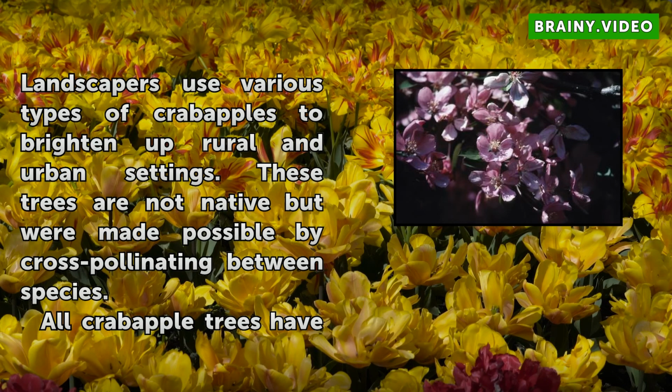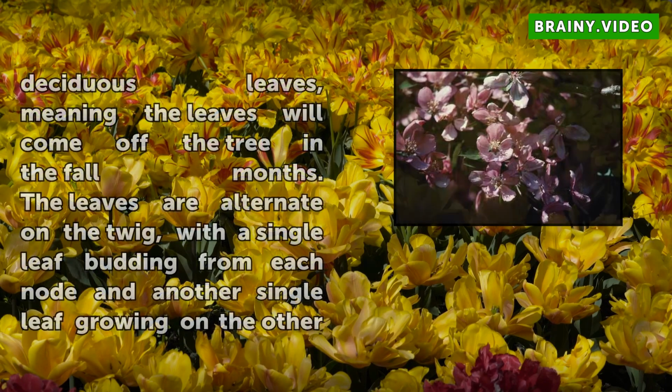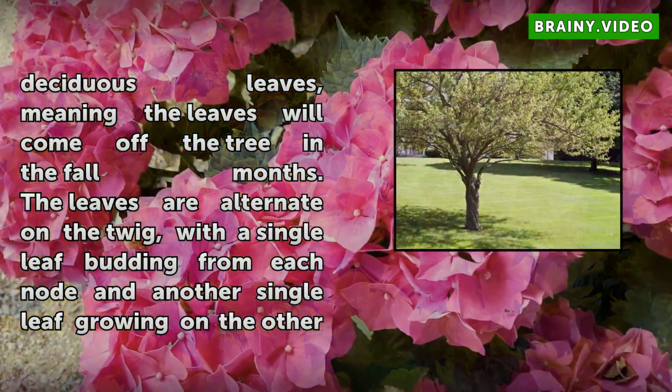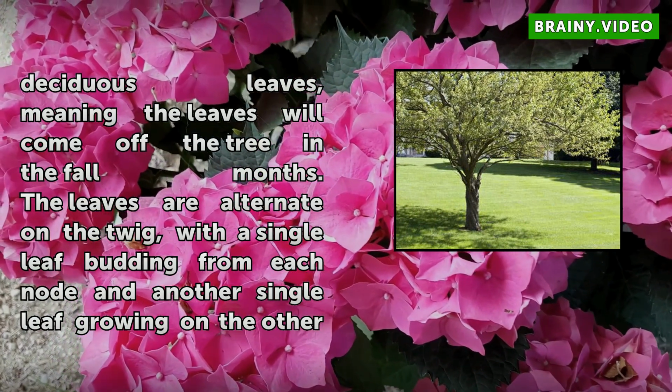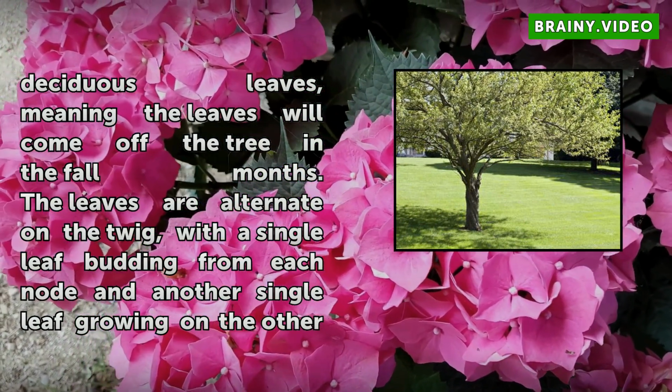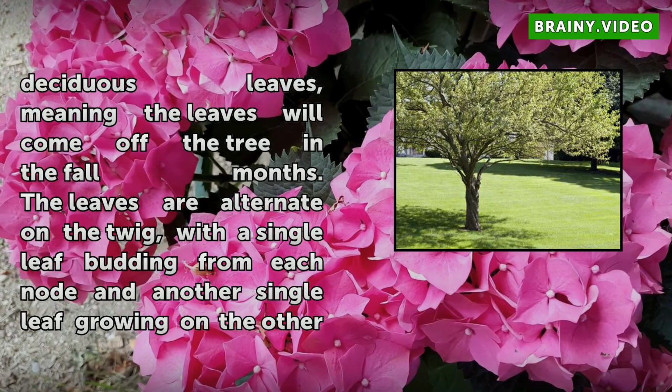These trees are not native but were made possible by cross-pollinating between species. All crabapple trees have deciduous leaves, meaning the leaves will come off the tree in the fall months. The leaves are alternate on the twig, with a single leaf budding from each node and another single leaf growing on the other side of the twig at the next node.